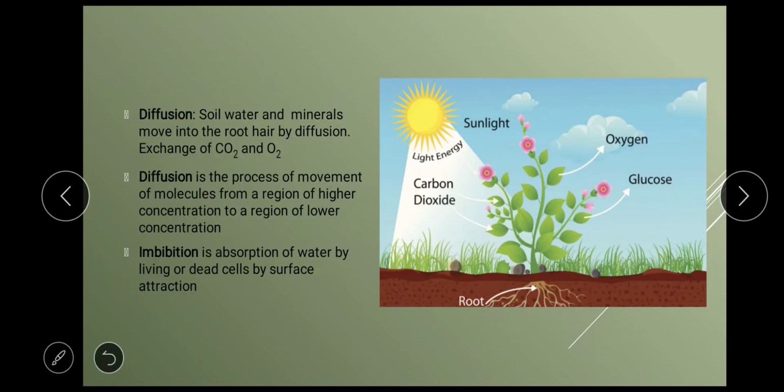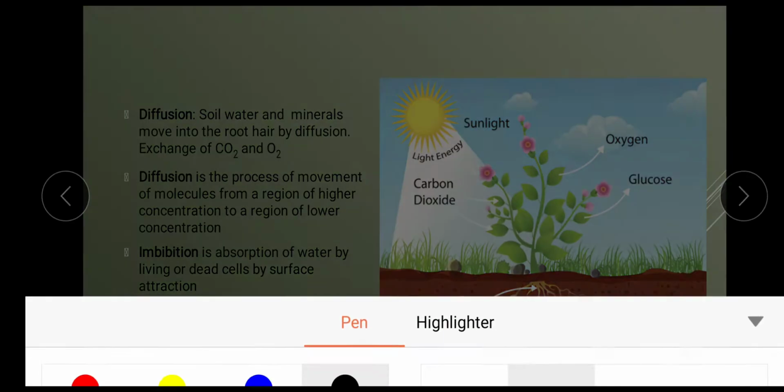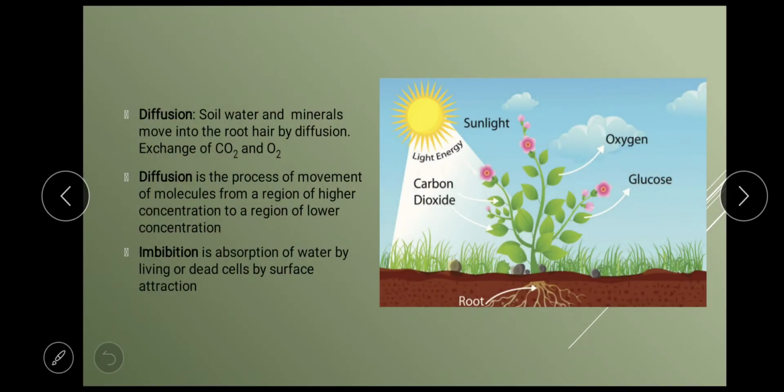Let's continue today. The next topic is few important terms in this chapter. So first let's see this diagram. You can see the roots here. Okay, and you can see oxygen coming out here, this arrow, and carbon dioxide. Plants are taking in carbon dioxide, you know this, and they give out oxygen, and they use sunlight to make their food. Okay, so let's understand what are the different terms here.